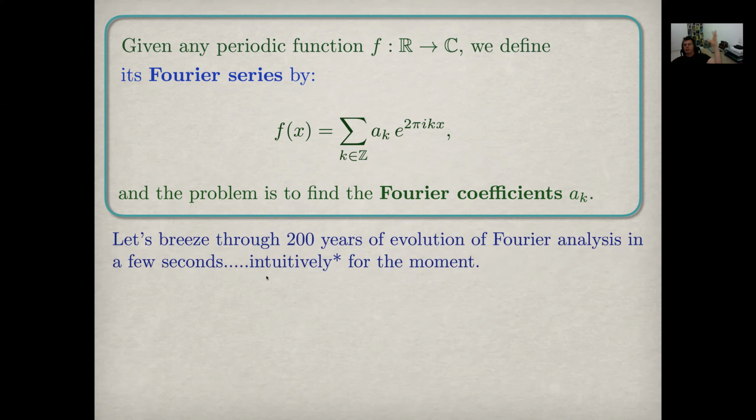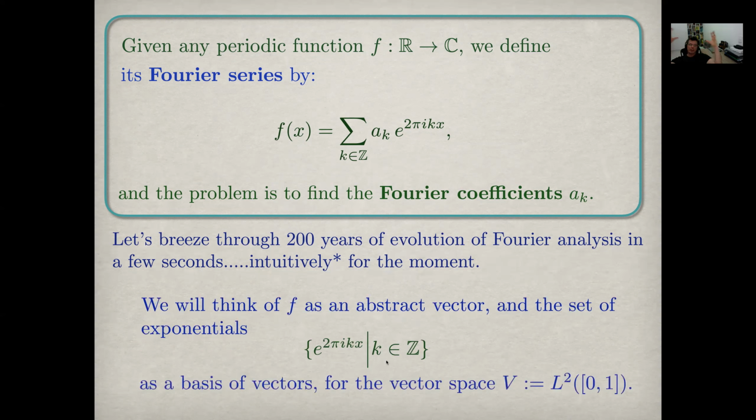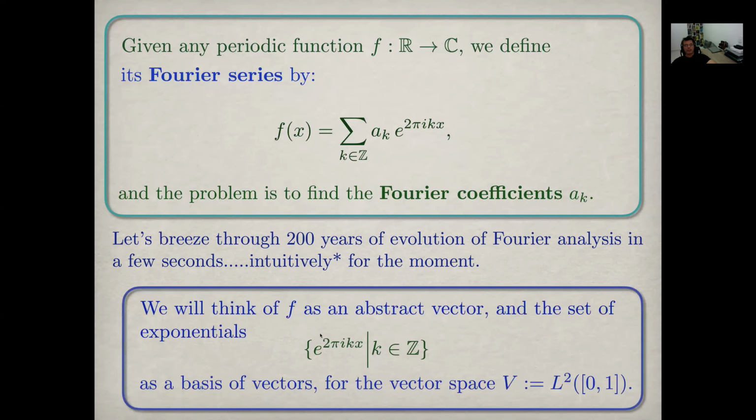So let's breeze through 200 years of evolution of Fourier analysis in just a few moments, intuitively. First, we will think of f as an abstract vector and the set of exponentials e to the 2 pi i kx as k varies over the integers, also as abstract vectors in some gigantic, humongous vector space called the Hilbert space, in fact, L2 of 0, 1. So there is an inner product we can define on this L2 space. And the fact that these exponentials form a complete orthonormal basis for this Hilbert space L2 of 0, 1 is a beautiful thing, not too difficult, in fact, but we won't go into the details here in the lectures. I go into some of the details in the book. And so the orthogonality, which we will come back to in the lectures as well, is quite important. We will assume for the moment that they are a complete orthonormal set.